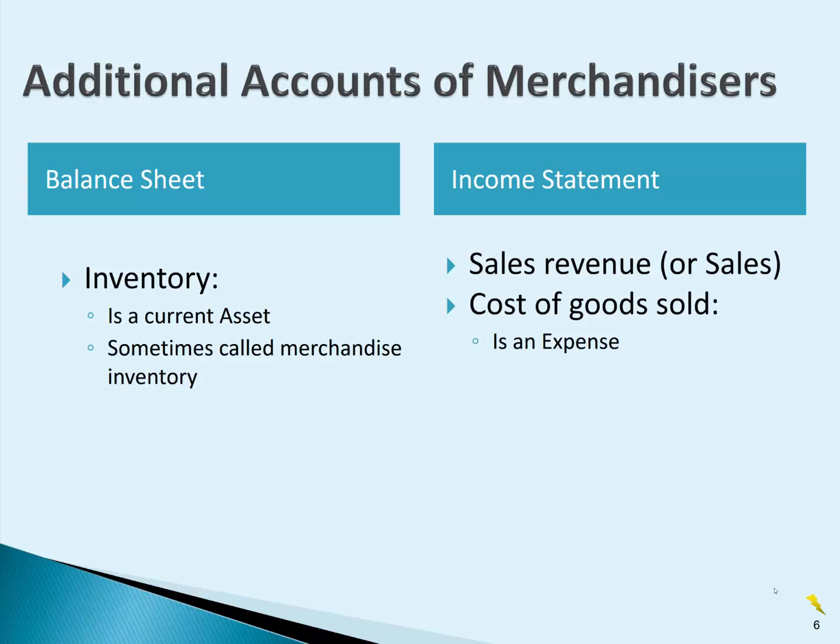Now, over on the income statement, the revenue account is called sales revenue. When we sell a product, we're going to call it sales revenue or just simply sales. In addition, merchandisers have an expense account called cost of goods sold. So when the product is sitting on our shelves, the cost of that product is in our inventory account, which is an asset. As soon as we sell that inventory, we lower the inventory and transfer the cost of that inventory from inventory to cost of goods sold, which is an expense account. Sometimes cost of goods sold is simply referred to as COGS, C-O-G-S.